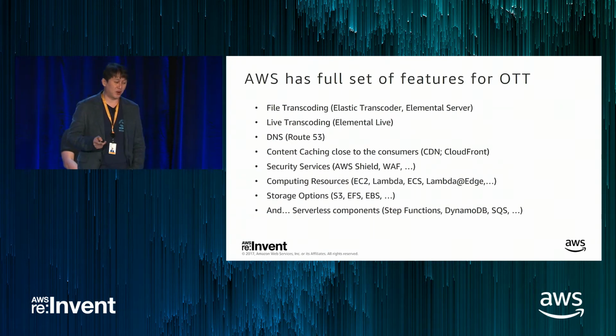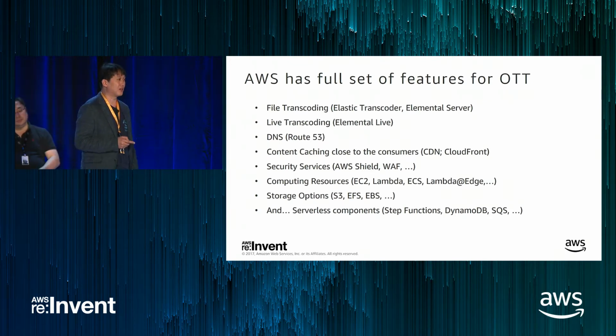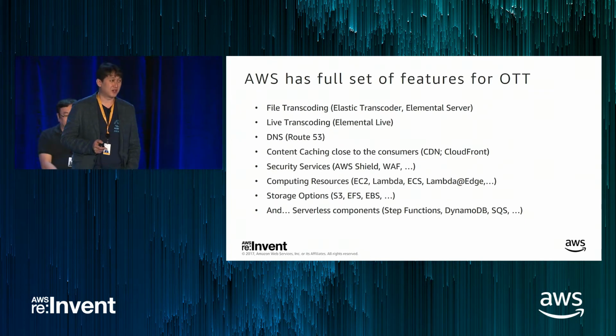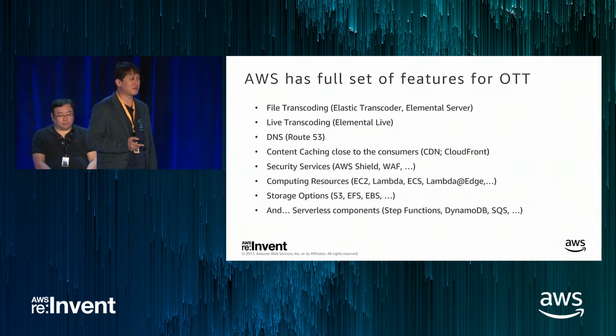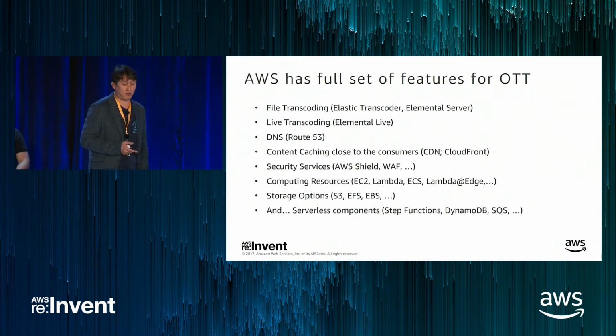I just said that AWS has a full set of features for OTT. The first one is file transcoding. We have Elastic Transcoder and also Elemental Server in 3 formats before. So Elemental Cloud, and we can provide appliance devices on-prem. And another thing is the VMware image. But yesterday, we announced 5 new AWS media services, and AWS Elemental MediaConvert is the cloud version of Elemental Server. So we now have a couple of file transcoders on the AWS platform.